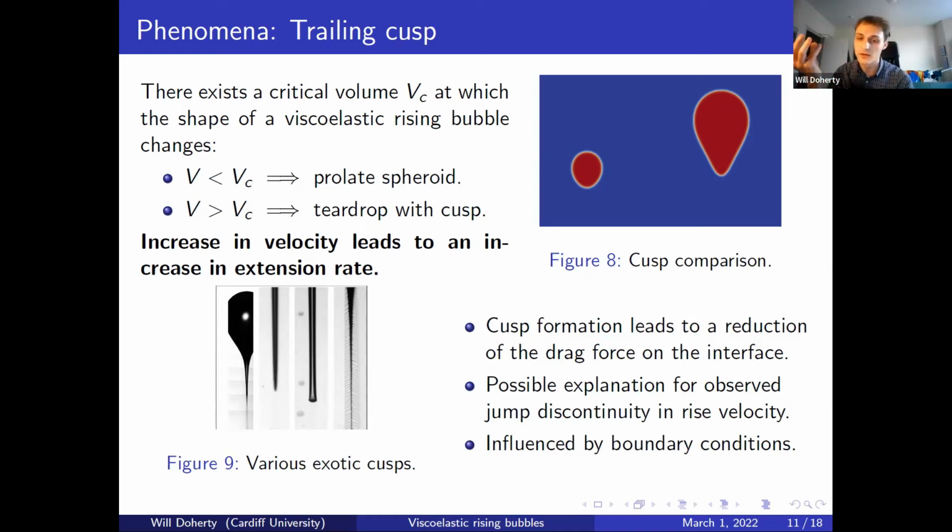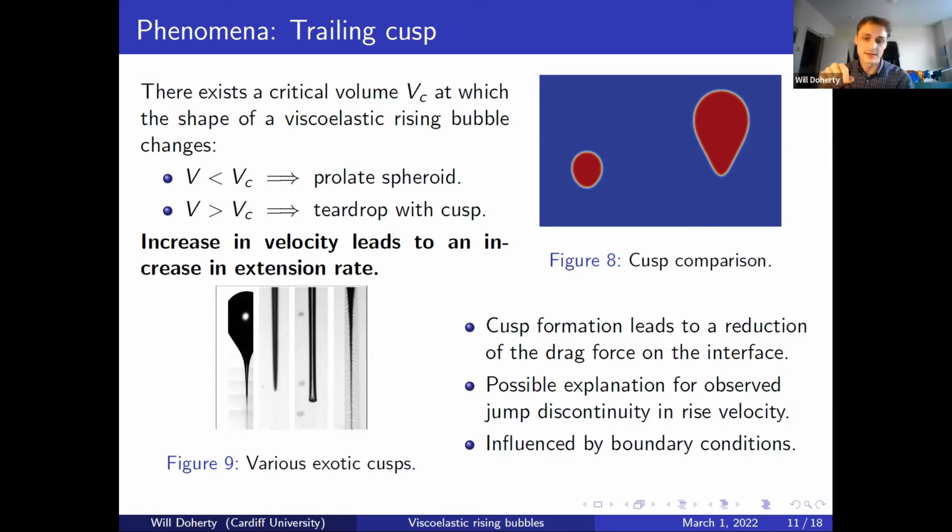So as you can see here in figure 8 on the right hand side, our bubble is supercritical. So we've formed a trailing cusp, quite an obvious one, and it's really starting to form this teardrop shape. And as this bubble rises, it will get more and more pronounced, and it will pull out and form quite a thin filament on the bottom.